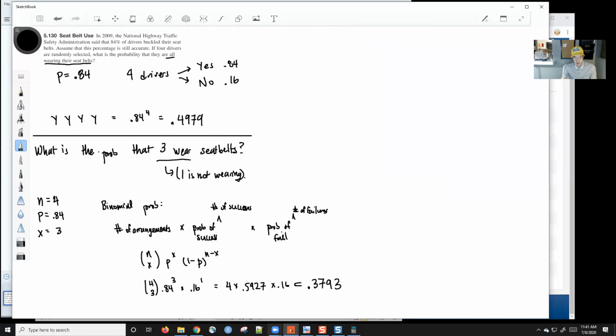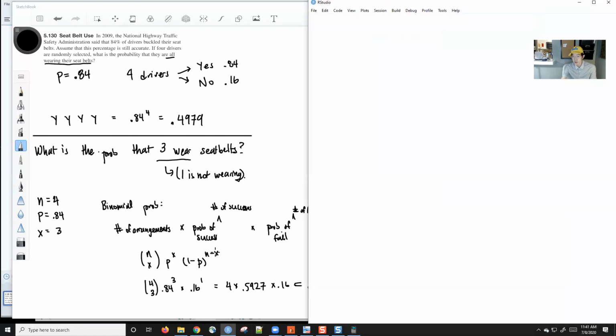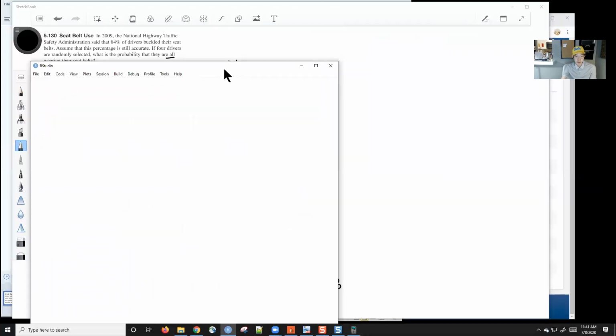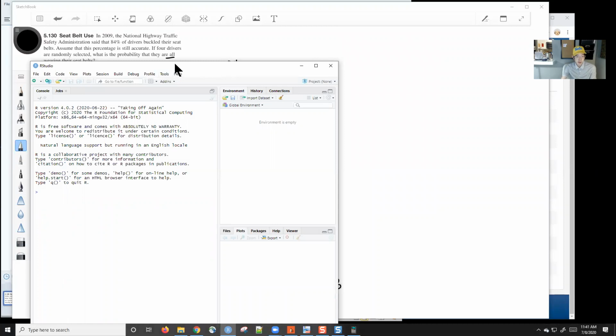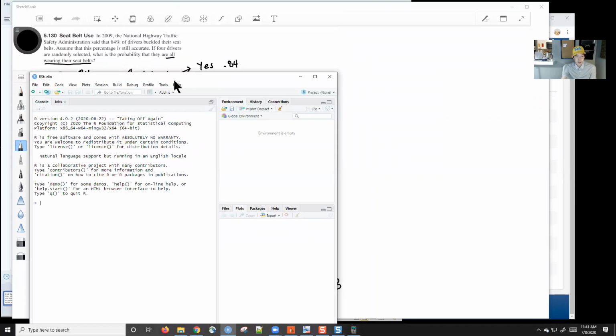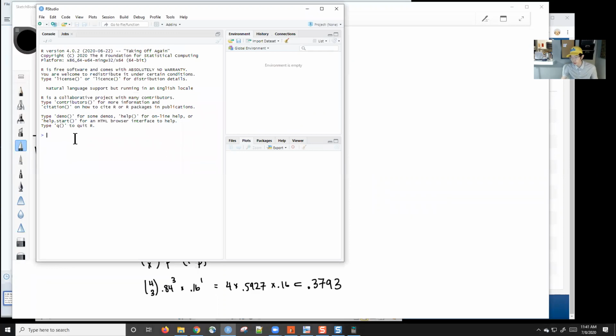Okay. This can also be solved in R. So there's a question about using the choose function. So here I am in R. I could do choose, and in our case we want 4 choose 3. So we would write 4 comma 3. So we do choose 4 comma 3, and we get 4 here.